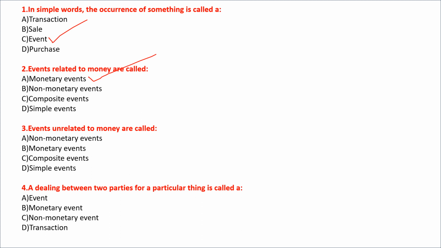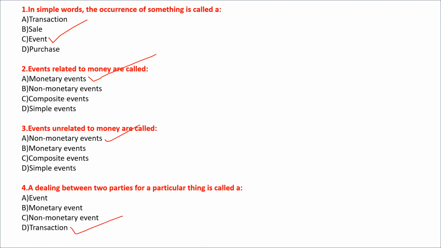Okay, let's see the next question, events unrelated to money are called, options are non-monetary events, monetary events, composite events and simple events. So the right answer will be option A, non-monetary events. Okay, next question is, dealing between two parties for a particular thing is called event, monetary event, non-monetary event and transaction. So here the right answer will be option D, transaction.